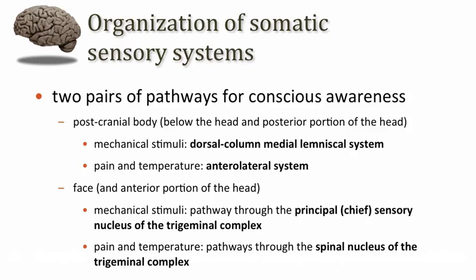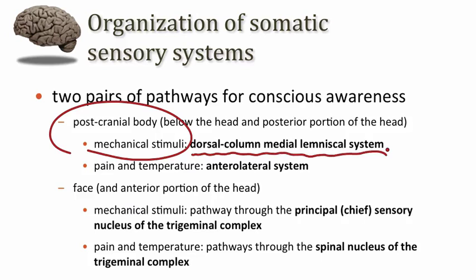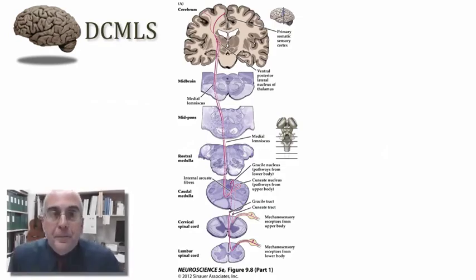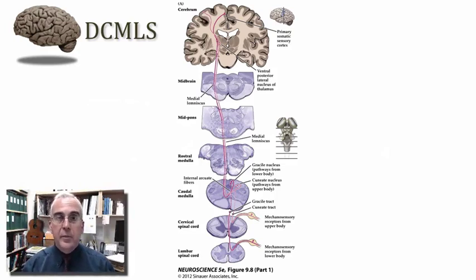Okay, well, let's begin by thinking together about this pathway for mechanical stimulation for the postcranial body called the dorsal column medial lemniscal system. Now, we have a view of the entire pathway taken from our companion textbook, and this is probably really small on whatever size screen you're using to view this right now.